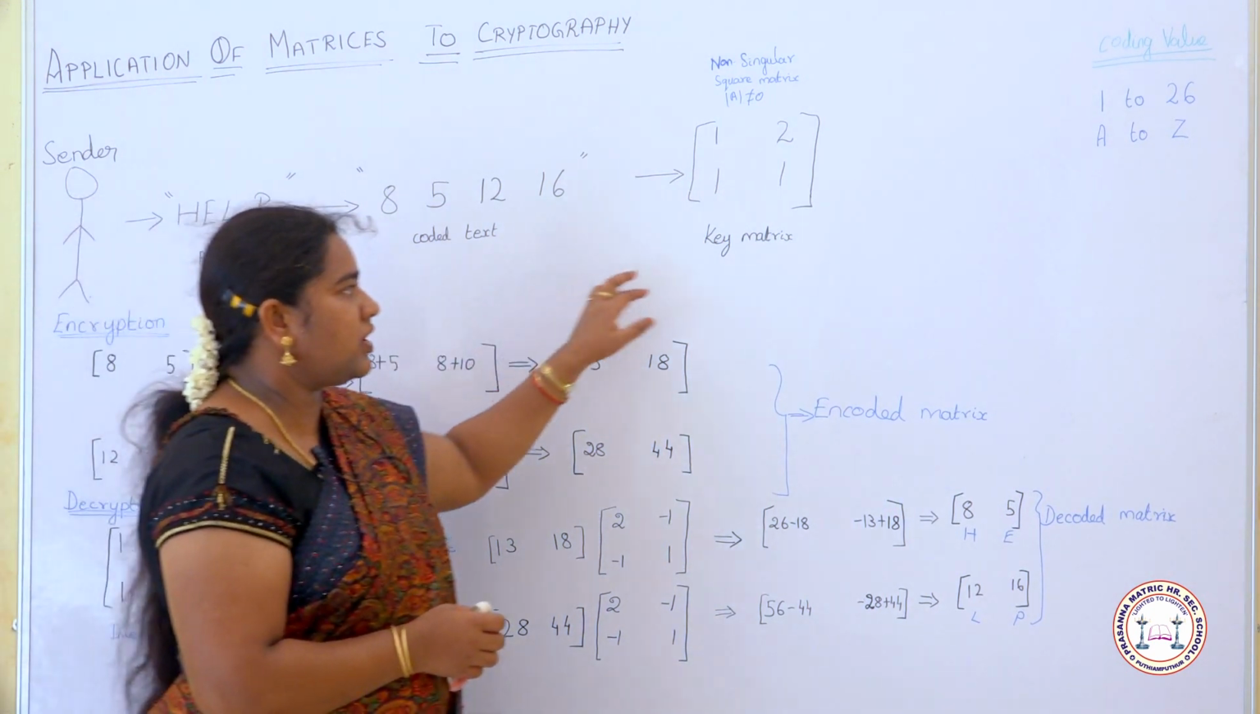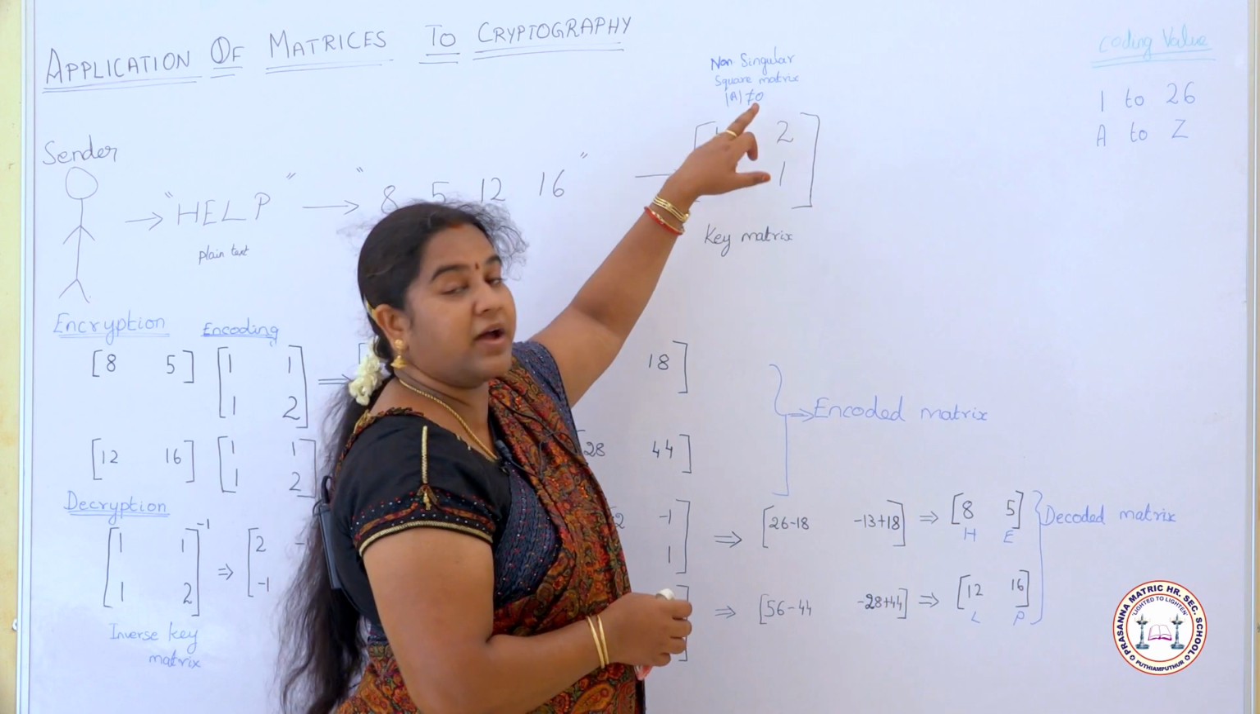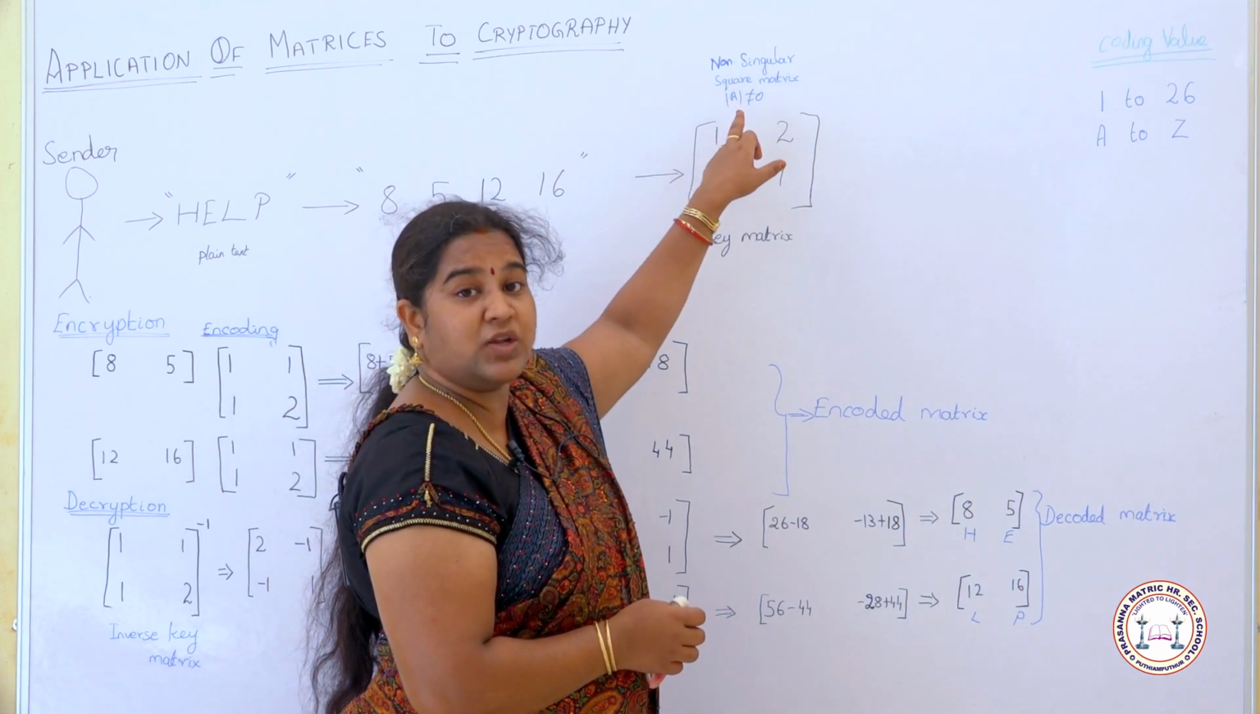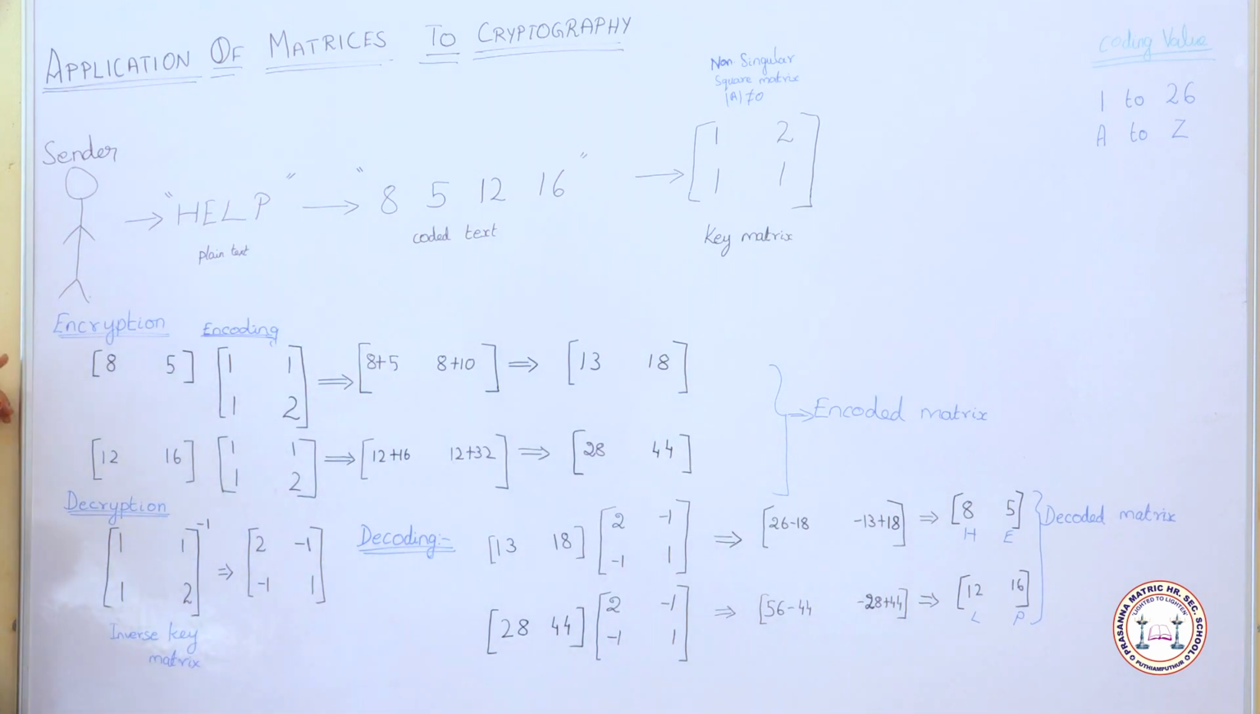So for that we are introducing a key matrix, which is a non-singular square matrix whose determinant value is not equal to 0. There are two processes involved in this cryptography. One is encryption, another one is decryption. Encryption is always done at the sender end.